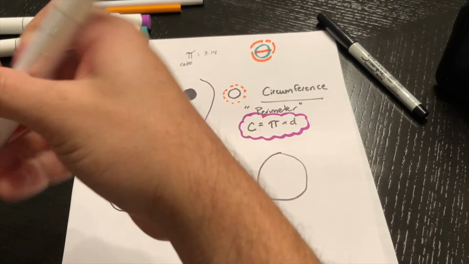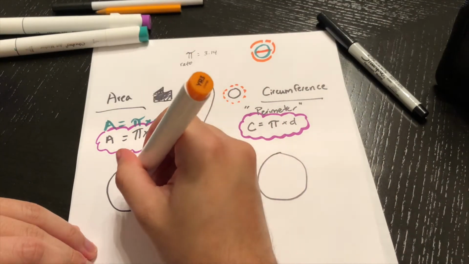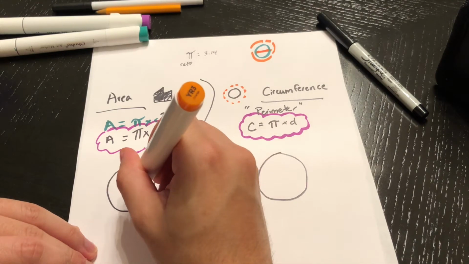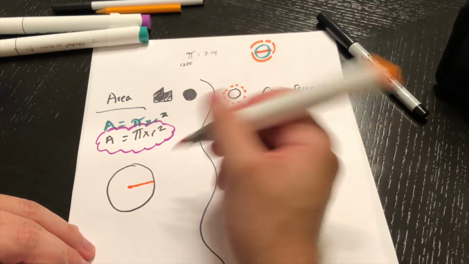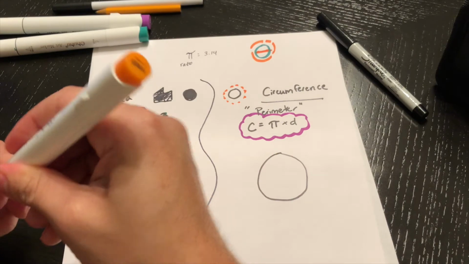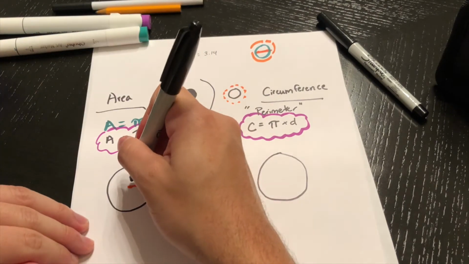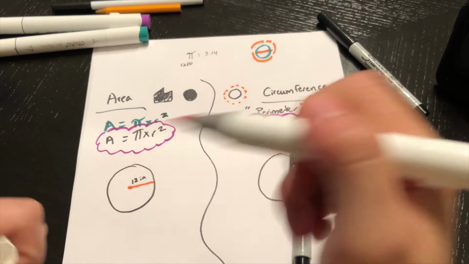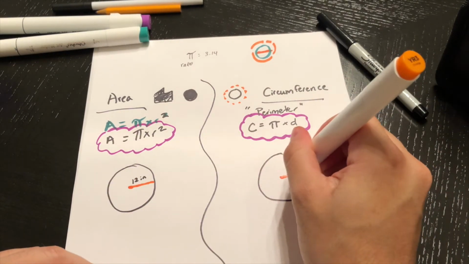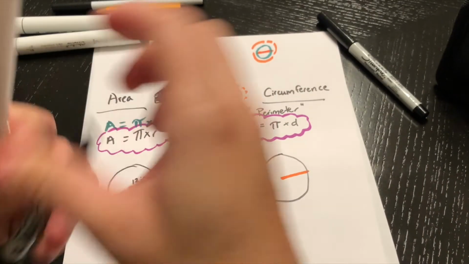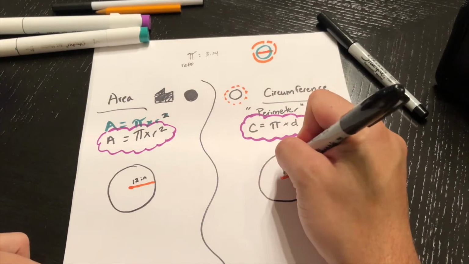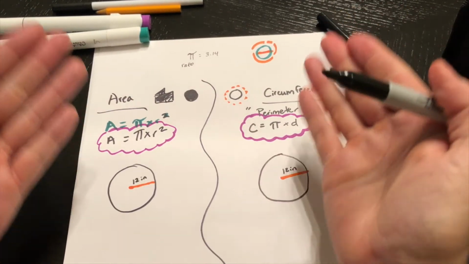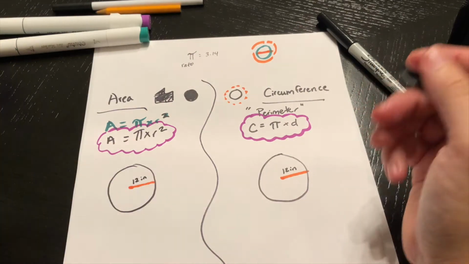So remember, if you remember from last week, radius means from the center point to the outer edge, a radius of, let's say this is 12 inches. Okay? Same thing for this one over here. It's the exact same circle, okay? So I wanted to show you the exact same circle on both sides so that you can see some similarities and differences between area and circumference.